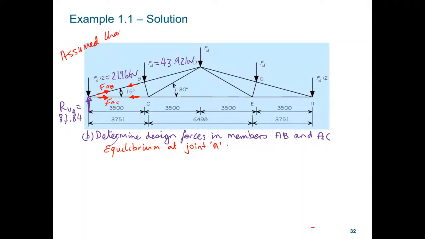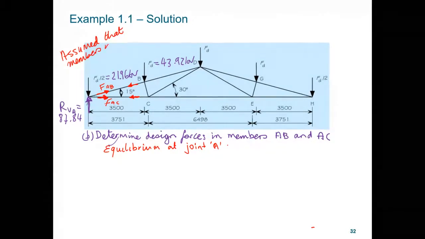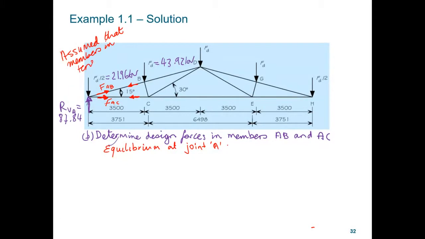assumed that members in tension. Okay, so remember we said we'd assume the members are in tension, and then we said if we have them the wrong way, we'll get a negative answer for them, and then we'd put them the other way and it'll tell us they're in compression. Okay, so let's look at equilibrium at joint A. So we'll take joint A out. So we have A. We have a vertical reaction here.